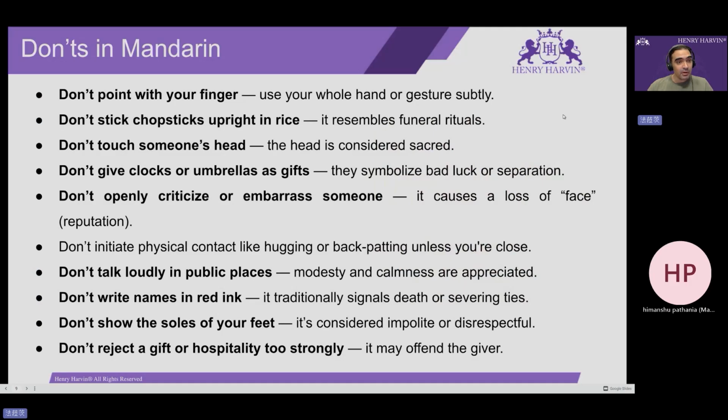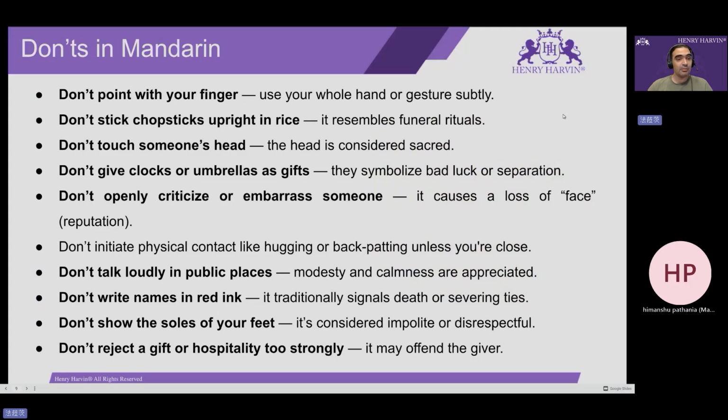And then we have the other point, which is don't touch someone's head. The head is considered sacred in their culture as well. So while having a conversation or interacting with someone, try not to touch someone's head. This is also going to be very important.